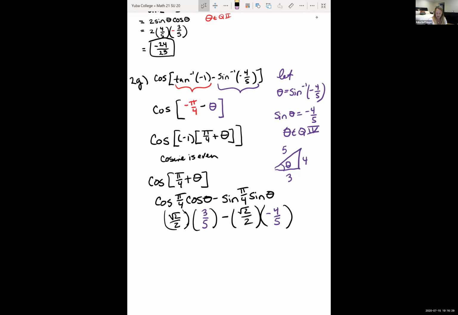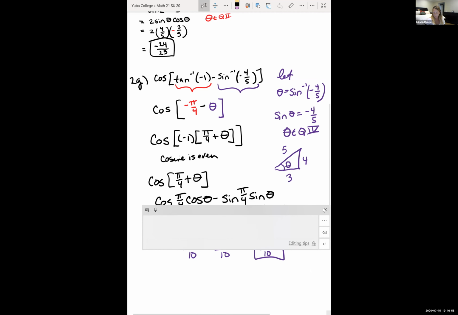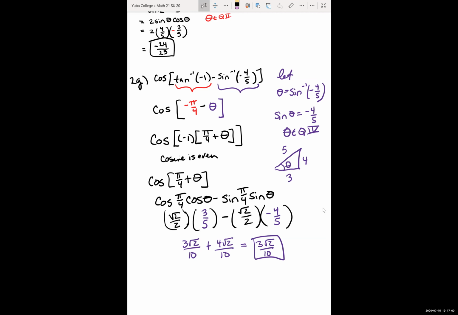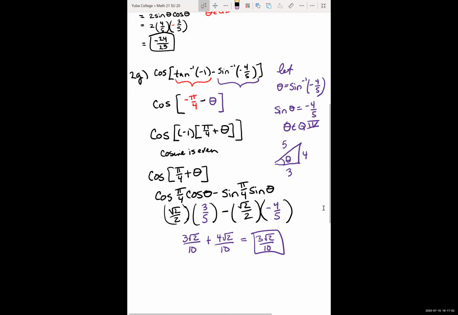So simplifying, we have 3√2/10 minus, well, minus and a minus, so plus 4√2/10. These are like terms, and so this gives me 7√2/10. So that one was worth 5 points.